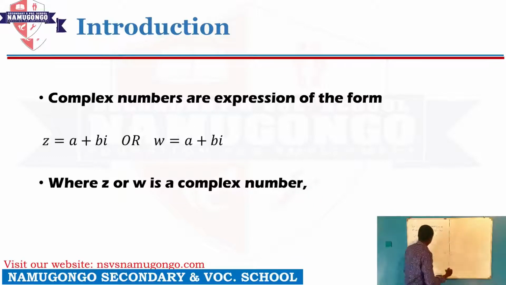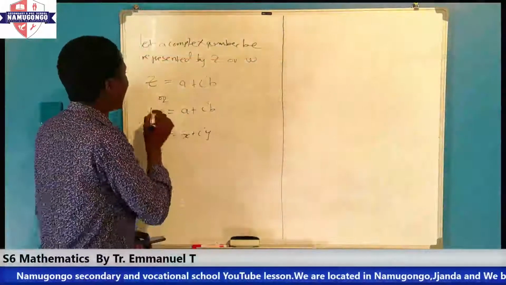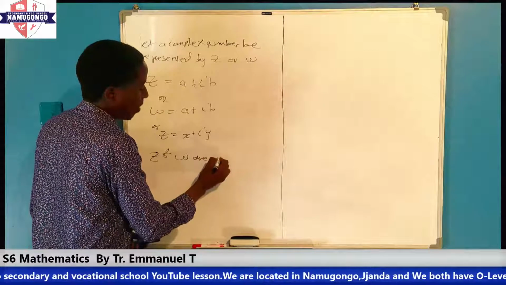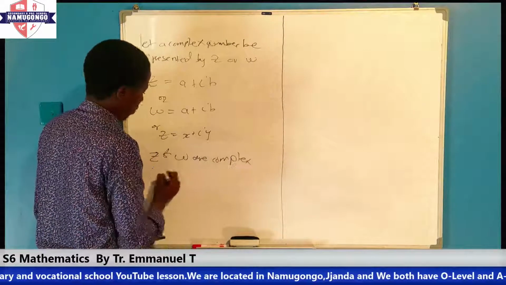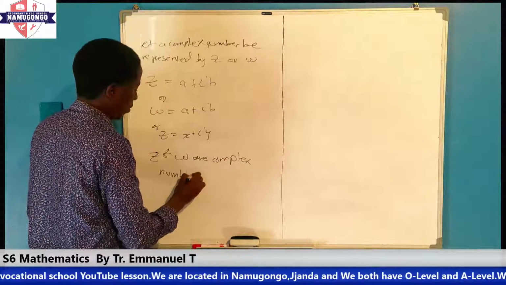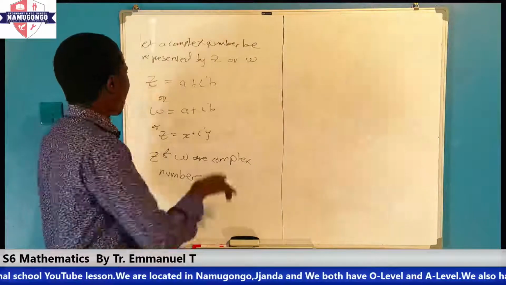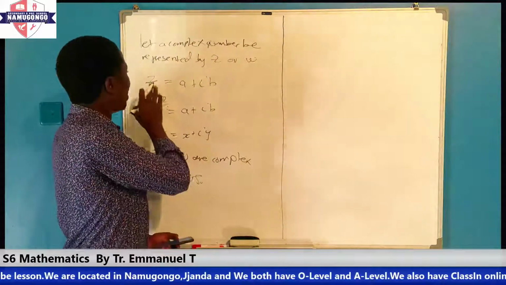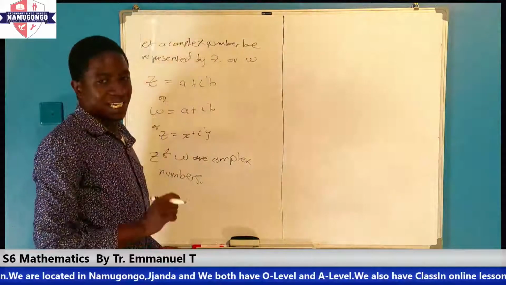We can say, for instance, z equal to x plus iy. This is a complex number. Why? It has two parts. And in this case, we say z and w are complex numbers because they are of the form a plus ib. This is what makes z and w complex numbers.